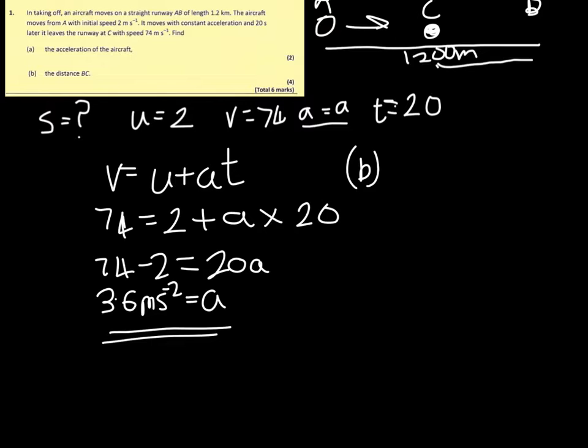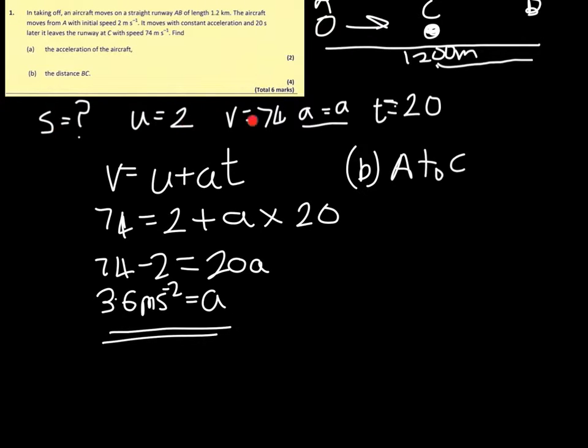Right, so I'm going to work out the distance from A to C. For A to C, the same initial conditions as I have written above here. So I've got those, so I'm going to use those. But this time, I'm going to want to work out S.